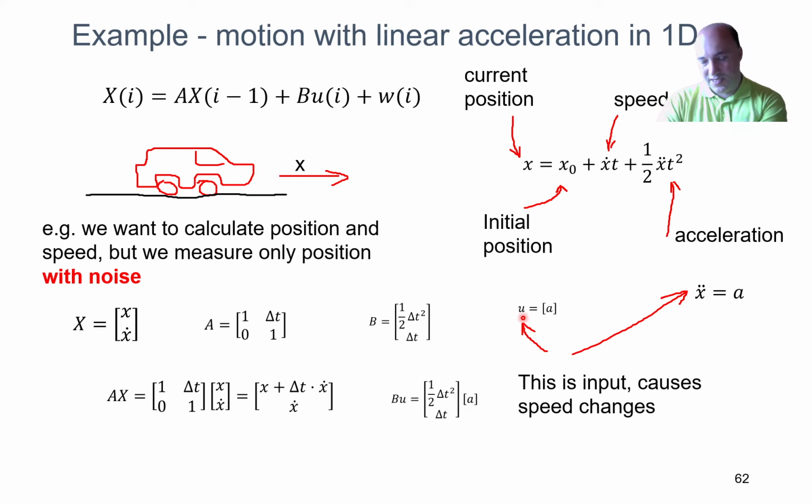And this input, this acceleration, will cause the speed changes of my car. So I initially start with position 0 and speed 0. I apply acceleration and the car starts moving forward. So in the next step I will already have some non-zero position, some non-zero speed, and I'm still applying acceleration. So I will use this formula to create, let's say, an exact mathematical model of my system.